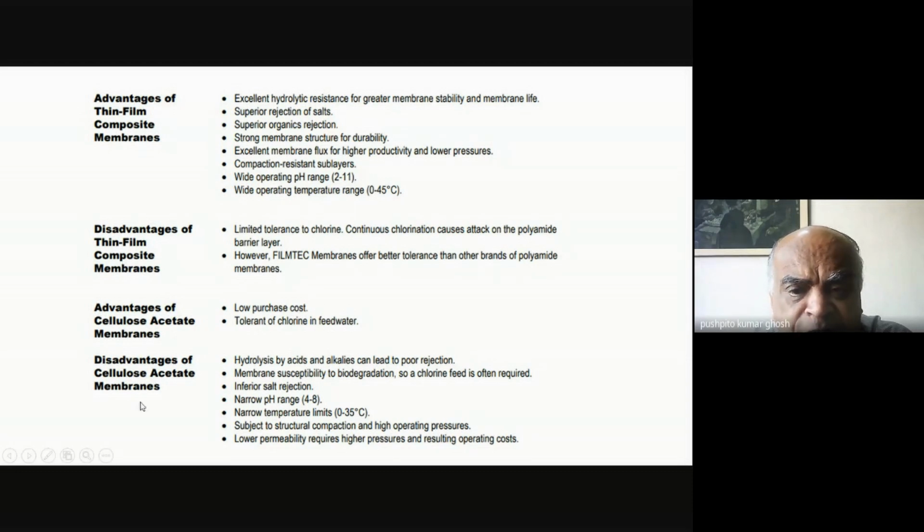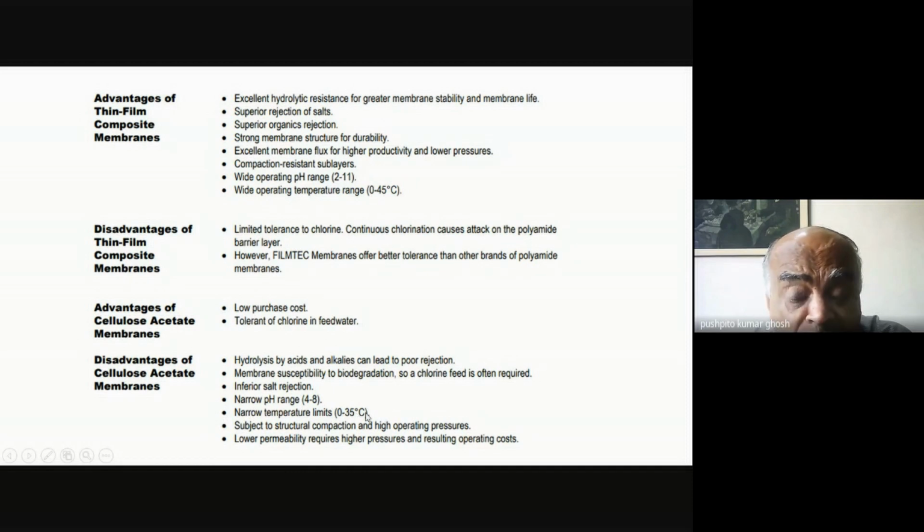The disadvantage is, as I said, the biggest disadvantage was the much poorer hydrolytic stability, leading to a narrow pH range. The salt rejection wasn't as good, so that was another problem. The temperature range was also lower, 0 to 35 degrees centigrade.